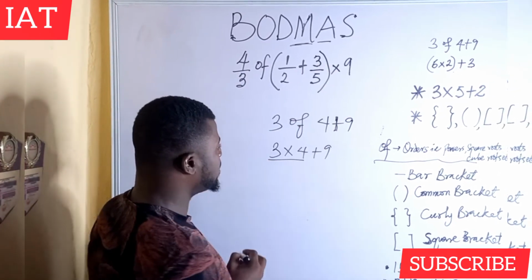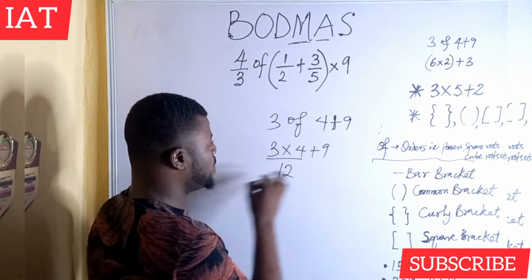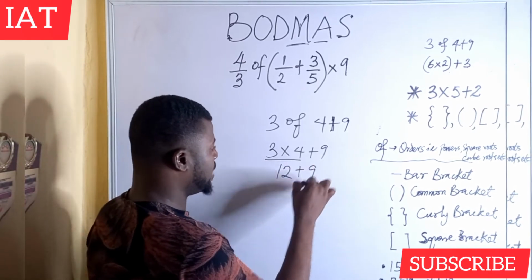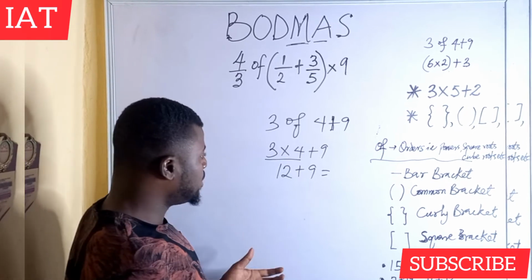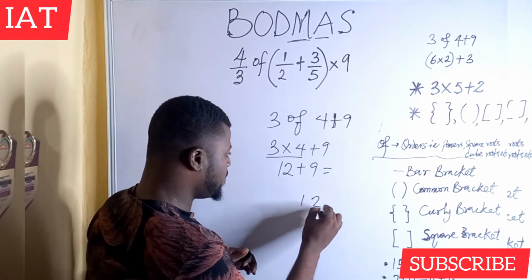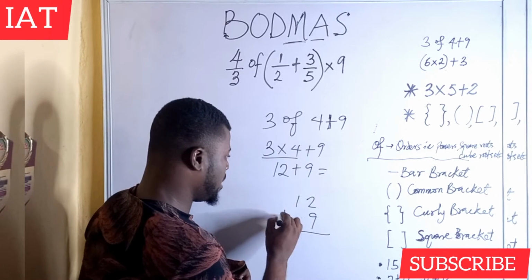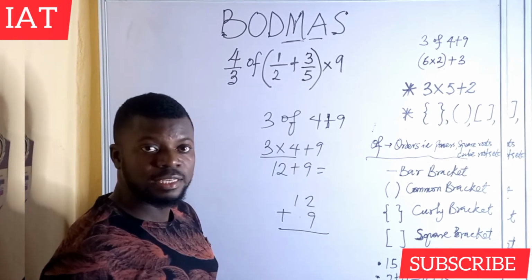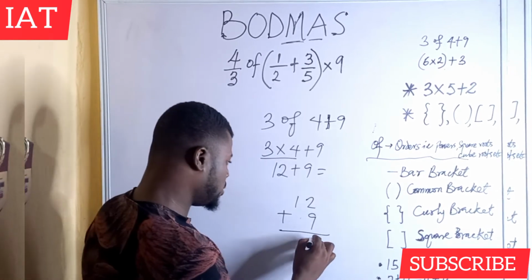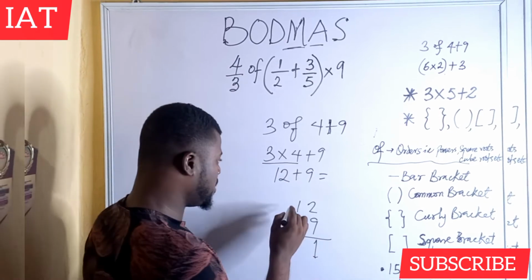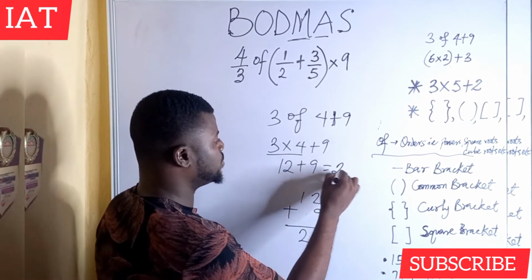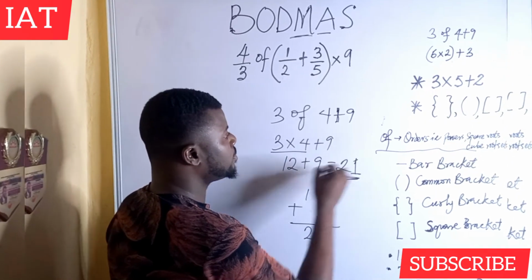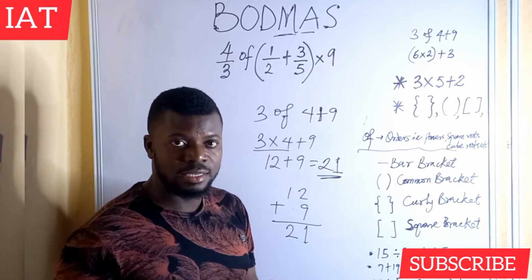Here, you multiply 3 by 4 and this will give you 12 plus 9. And what is 12 plus 9? It is simple. Just say 12 and bring in 9 here. 2 plus 9 gives us what? 11. So you write 1, carry 1. That 1 will be added to this. That makes it 2. You drop it down. So the answer here becomes 21. You can see how these things could be used.